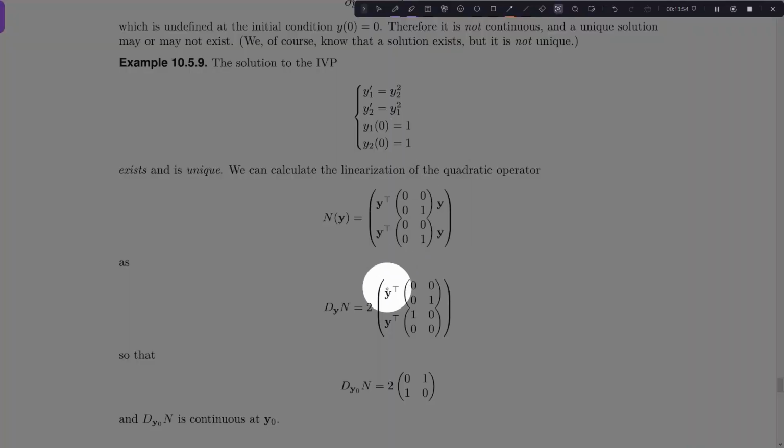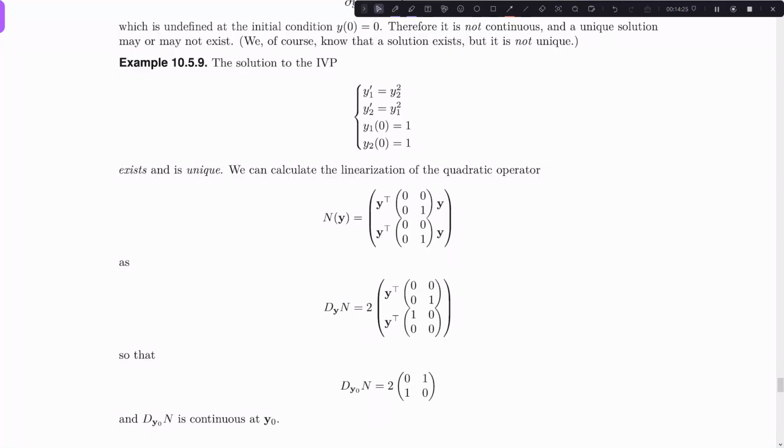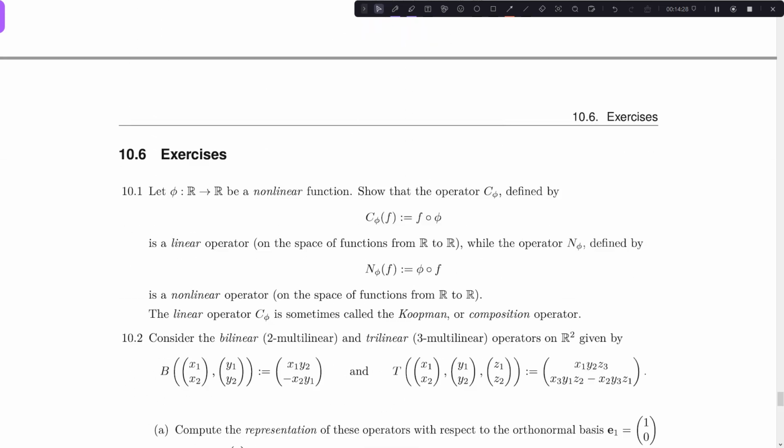So if I evaluate this at 1, 1, then I end up with the matrix 0, 1, 1, 0. And so this matrix is definitely well defined, and it's definitely continuous because it's constant. All constant functions are continuous. So that's a constant matrix-valued function. So it's continuous at the initial condition, and it's certainly defined at the initial condition, the linearization. And so we know that we have a unique solution, which is the next comment.